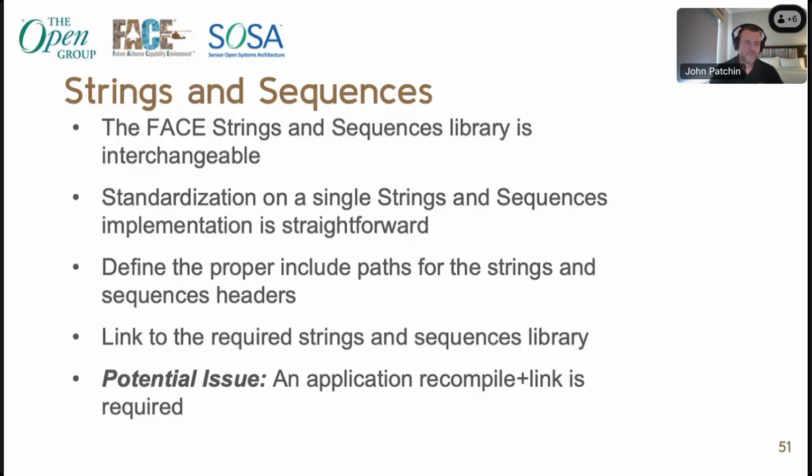The first one is when you're integrating your TPM, since it all links into a common application, you need to make sure all of your include paths are lined up. You can't accidentally include a strings and sequences header from one vendor and link to another vendor's library during the link stage. If there are inconsistencies in the include paths or header files, they will come up as subtle errors when you're actually testing your application.